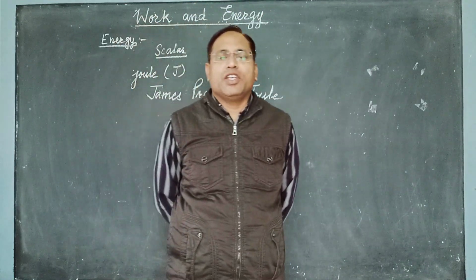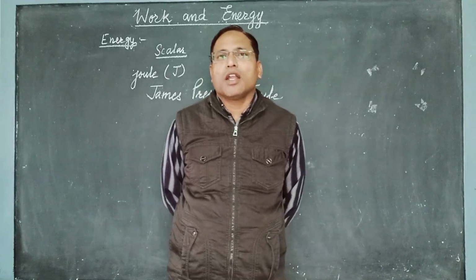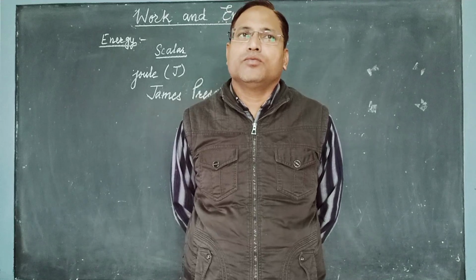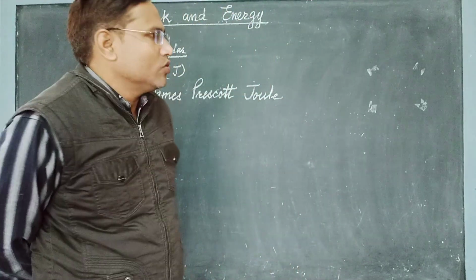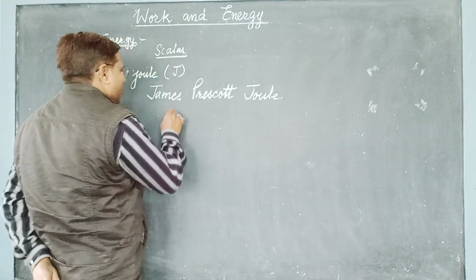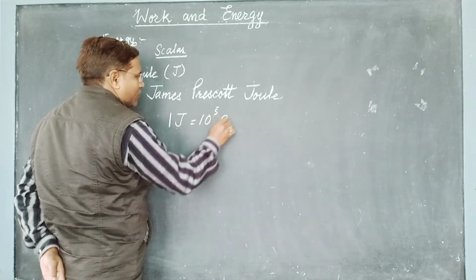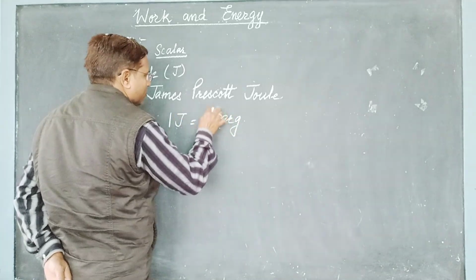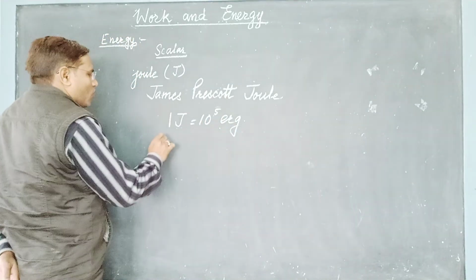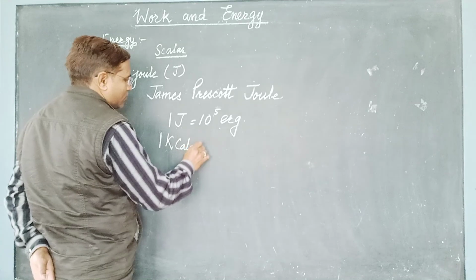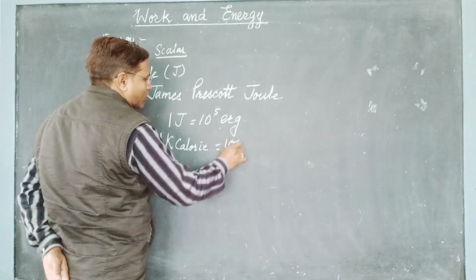CGS unit of energy is erg. Earlier used units are calorie and kilocalorie. 1 joule of energy is equal to 10 to the power 7 erg. 1 kilocalorie is equal to 1000 calorie.